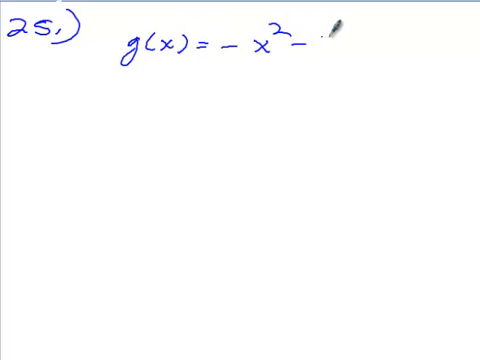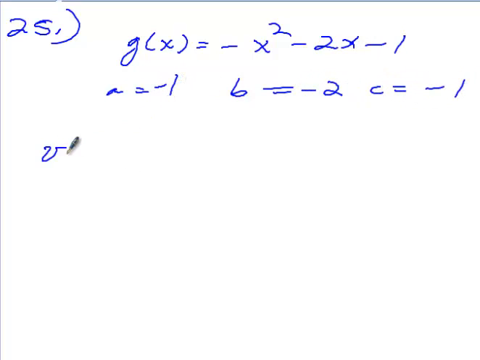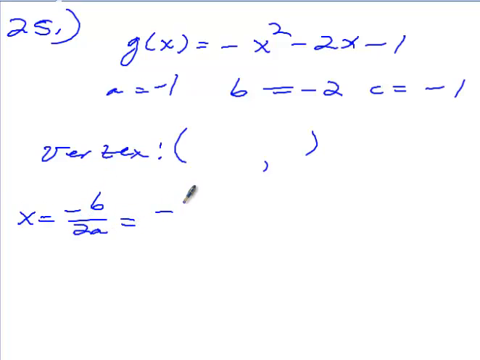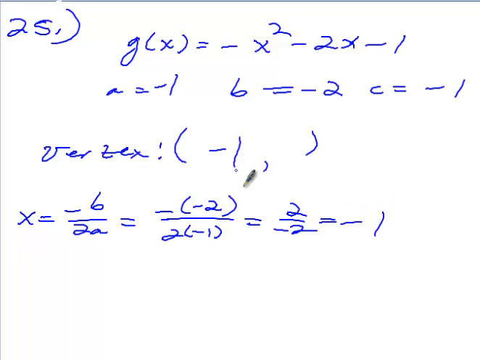So there's 15 done. Number 25. What's the equation for number 25, please? Started off in the same spot, A, B, C. C is -1, B is -2, A is -1. Start off by finding the vertex, which again is a point. The x-coordinate is going to be at -b over 2a. Plug in what you know. Negative of -2 all over 2 times -1. That's going to be 2 over -2, which equals -1.